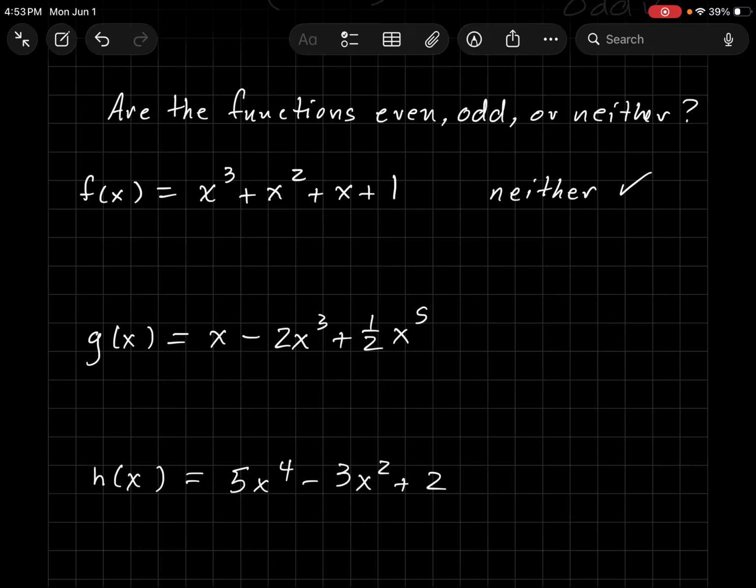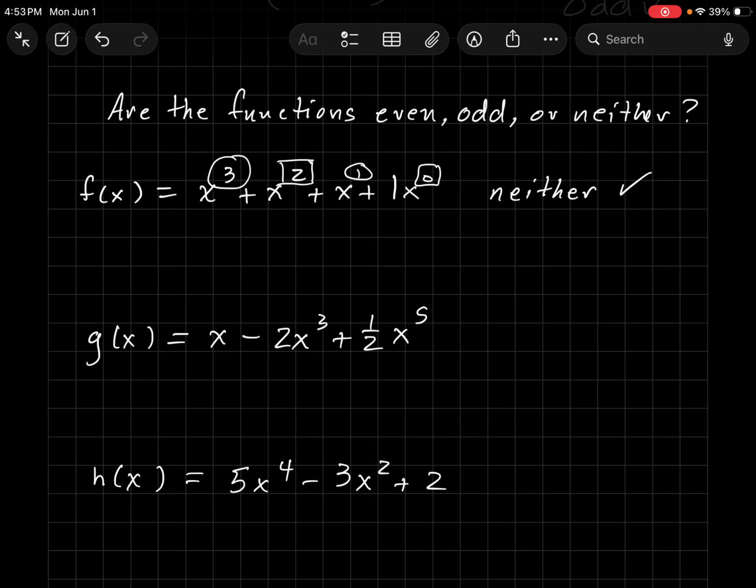Notice that in my polynomial of f, I have both odd powers, x cubed, and then x to the first, as well as even powers, x squared, and then if I put an x to the 0, that's also even. Since we have both even and odd powers, I don't have even symmetry, I don't have odd symmetry, I have neither.